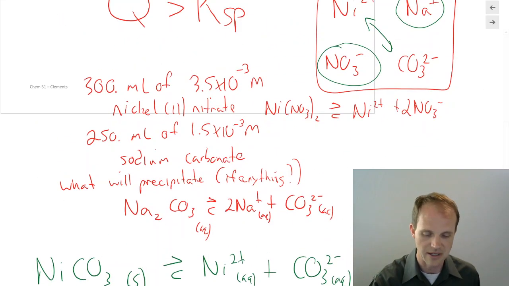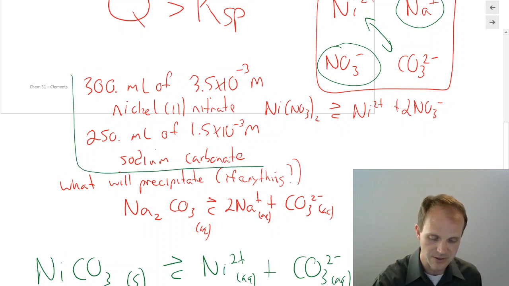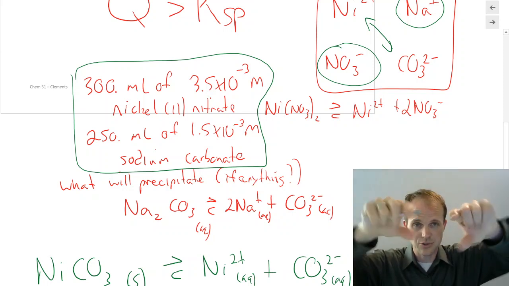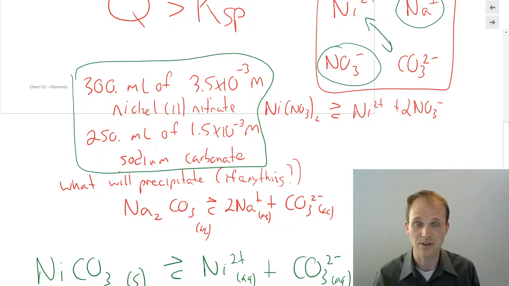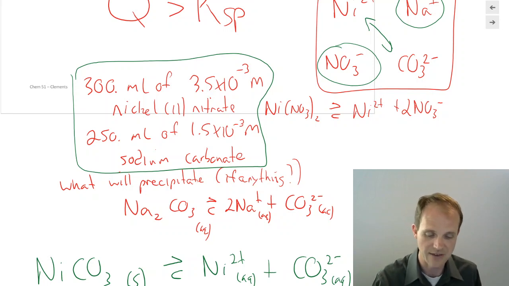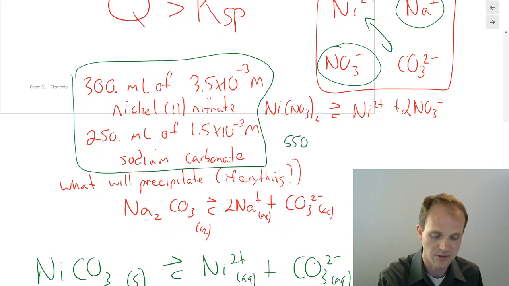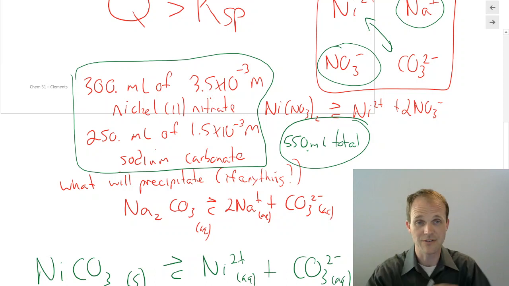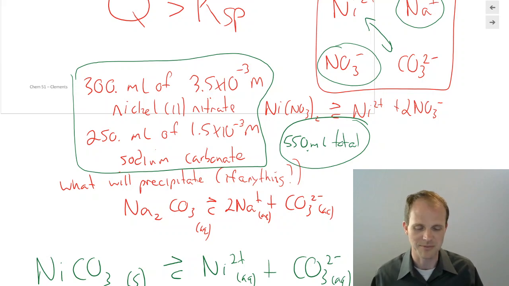which means I got to scroll back up here a little bit and think about these two different solutions that I was given. 300 milliliters combined with 250 milliliters into the same beaker. What's my total volume going to be? My total volume is going to be 550 milliliters. Right, when I combine those, 550 milliliters. So when I've got that 550 milliliters total volume, it means I diluted both of those solutions, right? You see the theme here? A lot of dilution problems.